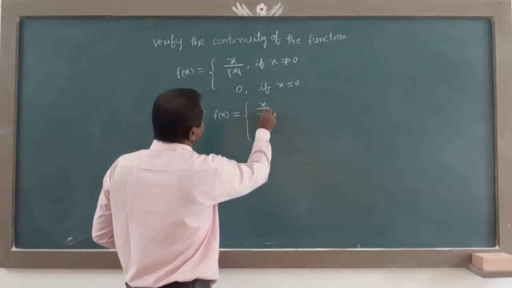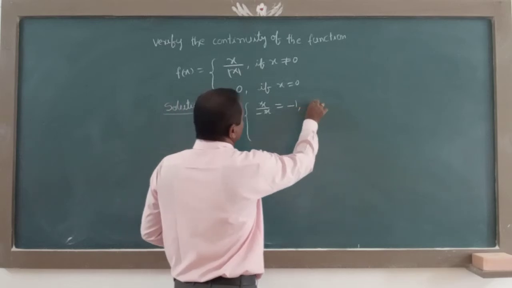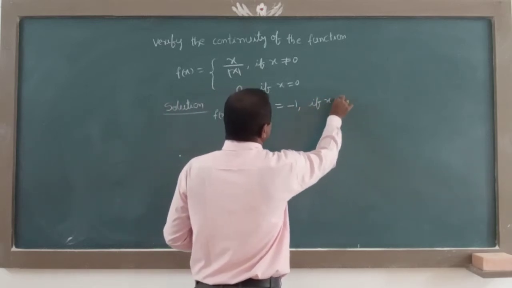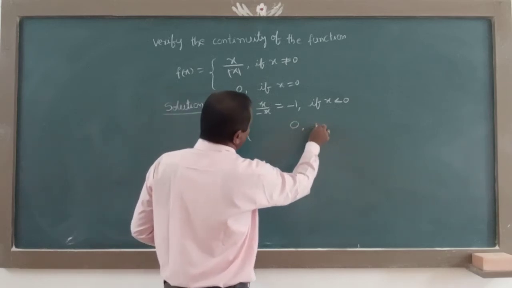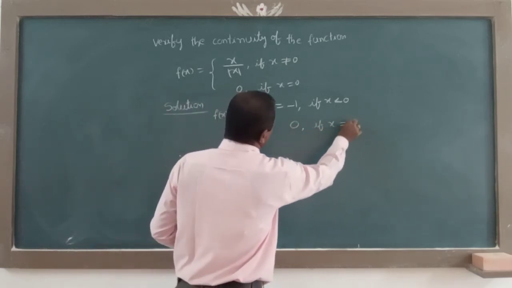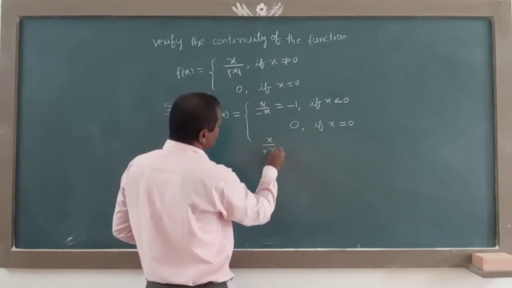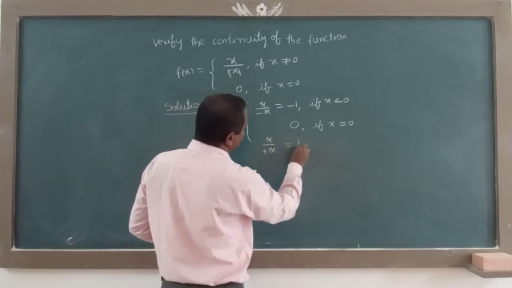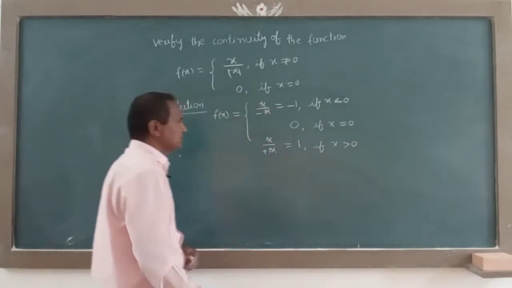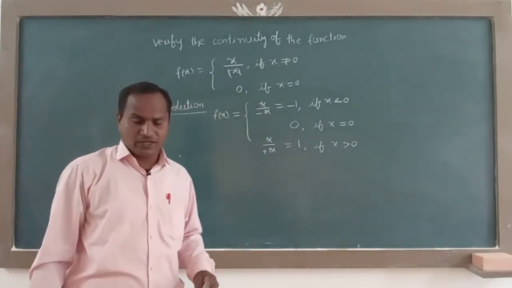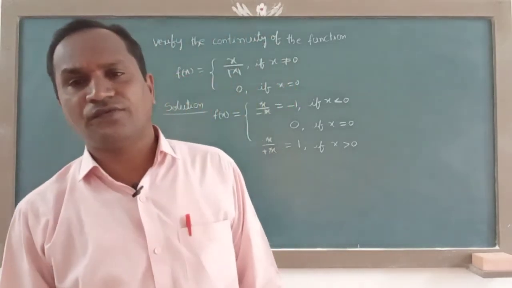For x less than 0, x by minus x gets cancelled and we get minus 1. For exactly 0, they gave the value corresponding to x is equal to 0. And x by plus x gets cancelled, giving plus 1 if x is greater than 0. Now we are going to do the calculation part for LHL, RHL and the function value.